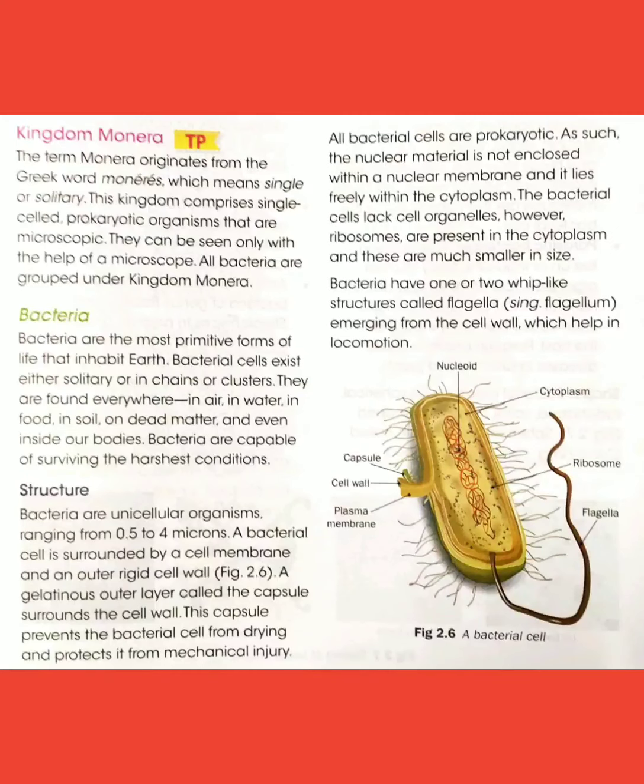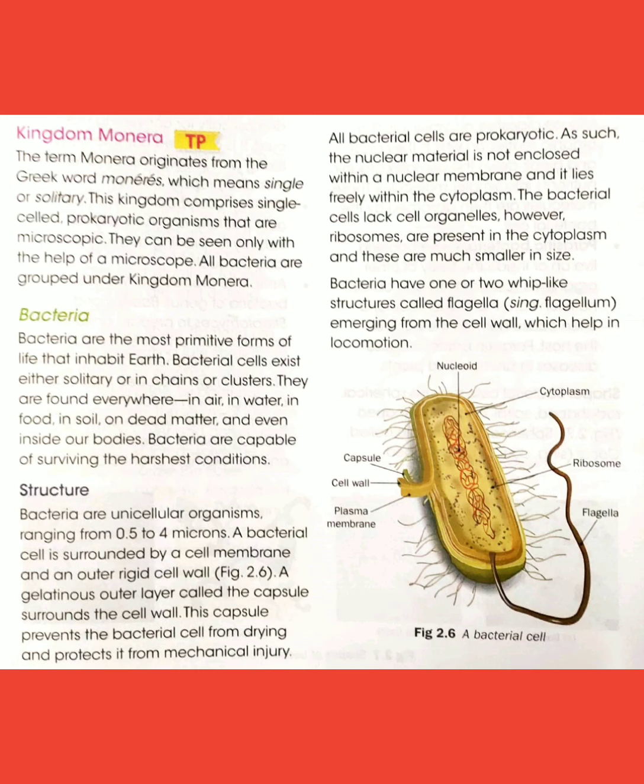Good morning, students. So, today in chapter number 2, we will start from Kingdom Monera. This kingdom comprises single celled prokaryotic organisms that are microscopic. That is, they can be seen only with the help of a microscope. All bacteria are grouped under Kingdom Monera, and they are the most primitive type of organisms.